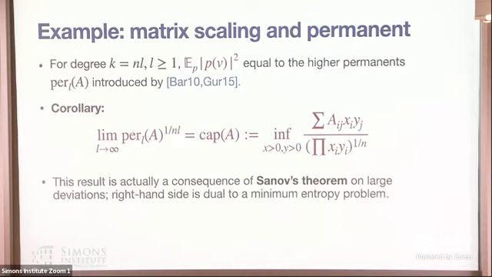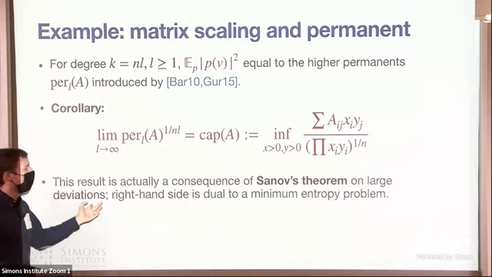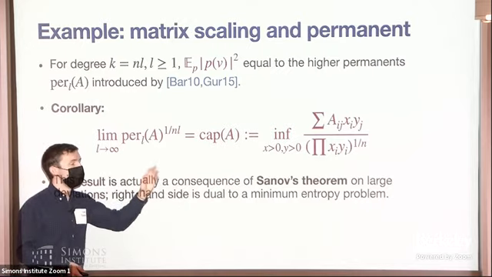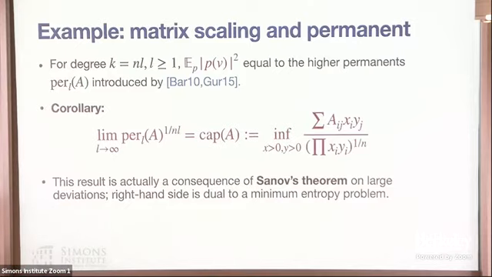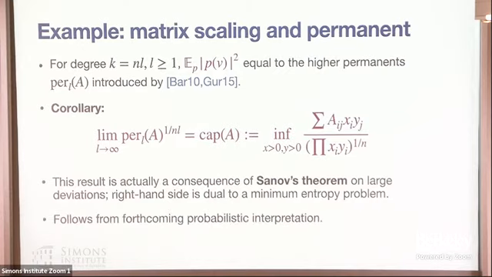But I should say that in the abelian case, our theorem turns out to be the exact same thing as Sanov's theorem on large deviations. And the right-hand side is just the dual of the minimum entropy problem that comes up in Sanov's theorem. But I won't go into this connection much in the talk. Okay, and so I'll explain a little bit why there should even be a probabilistic interpretation.